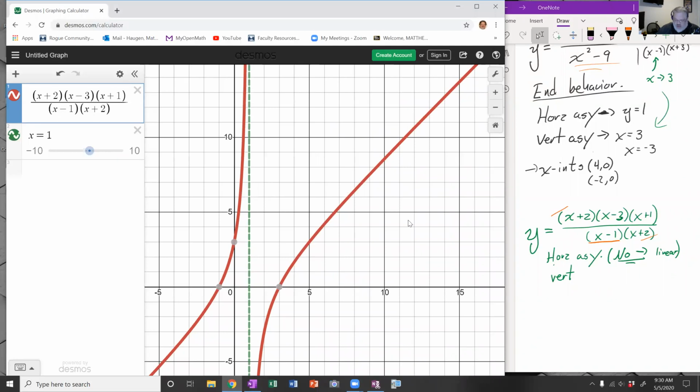But what happens as we head toward x equals -2? Notice there's no vertical asymptote happening at -2. It doesn't look like anything happened at -2. Something did, though. Be careful.